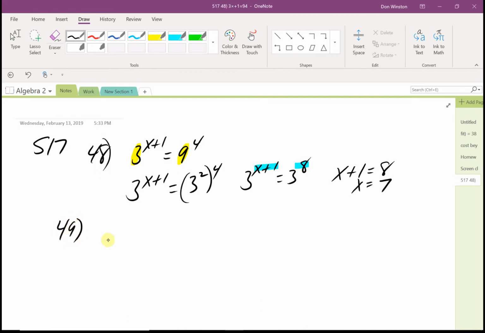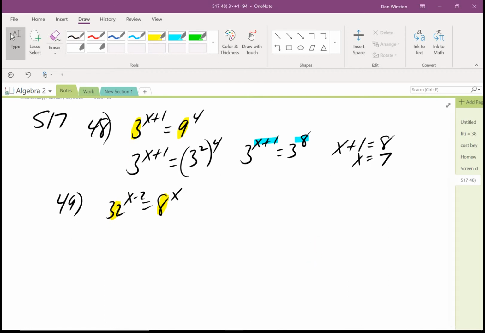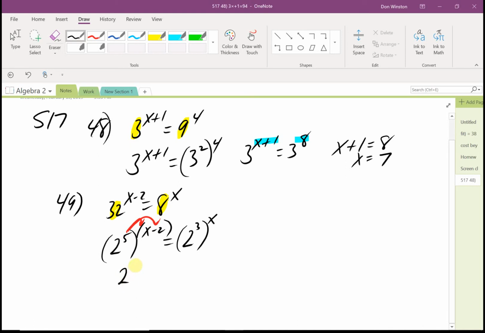49. We have 32 raised to the x minus 2, which equals 8 raised to the x. Again, I'm looking for a common base for 32 and 8. The only one that comes to mind for me is 2. 32 in base 2 is 2 to the 5th, and that would be raised to the x minus 2. And 8 in base 2 is 2 to the 3rd, and that would be raised to the x. And so I have to distribute the 5. So this would be 2 raised to the 5x minus 10 equals 2 raised to the 3x.